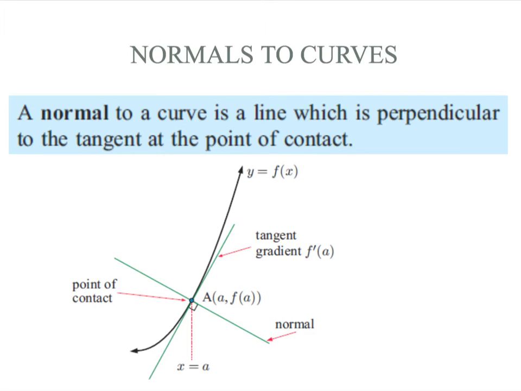Alright, normals to curves. This is the last thing in this section. So a normal to a curve is a line which is perpendicular to the tangent at the point of contact. So we have our tangent line that, again, we're still using at the point A, comma, f of A. So that's where our tangent line contacts our curve, and then now we're going to draw a line perpendicular to that. Perpendicular means it forms a 90-degree angle.